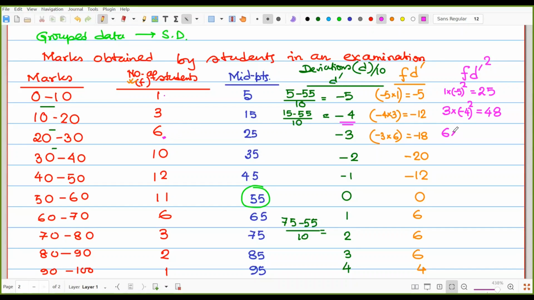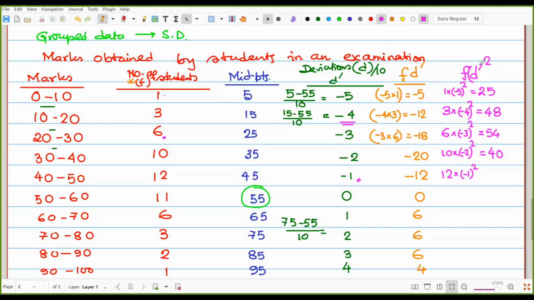Next one, frequency is 6. So 6 into minus 3 whole square. So that means 9 into 6, that is 54. Next one, 10 into minus 2 whole square. That means 4 into 10 is equal to 40. Next one, 12 into minus 1 whole square.